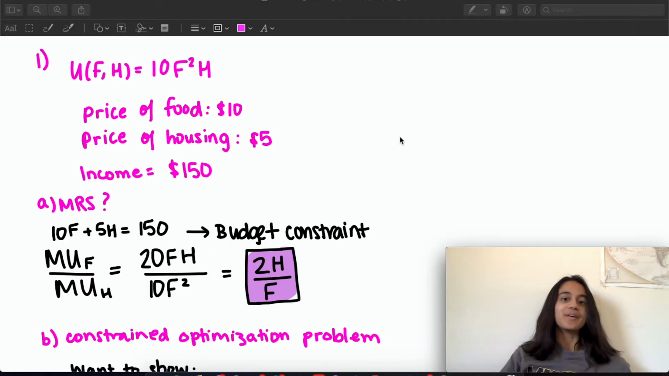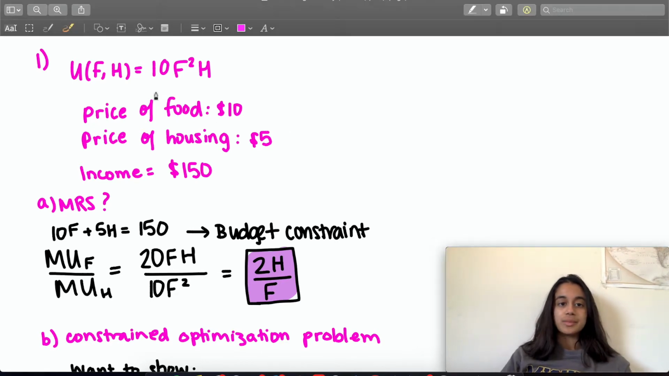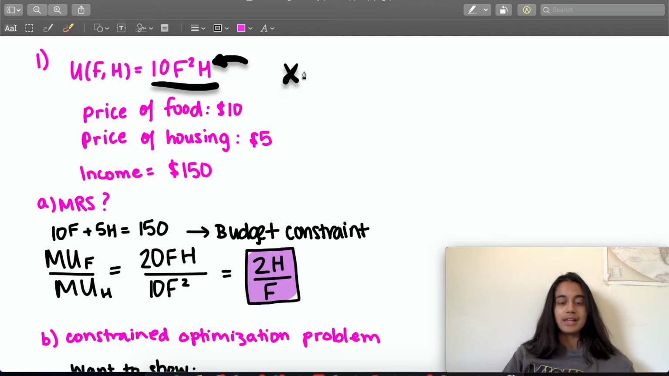All right, we're going to go over some Cobb-Douglas utility functions. The way to know whether you're dealing with Cobb-Douglas or another utility function is to look at this specifically and see that if my variables are right next to each other, if they're being multiplied by each other, then I know it's a Cobb-Douglas, okay? Like if it's x times y, that's the most basic Cobb-Douglas. So since f and h are being multiplied together, I know that this is a Cobb-Douglas.